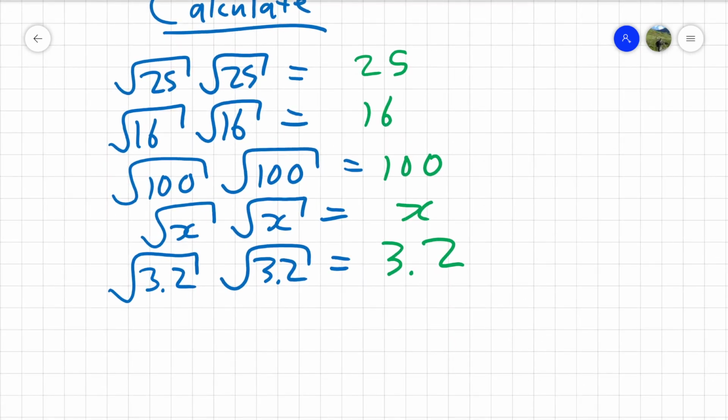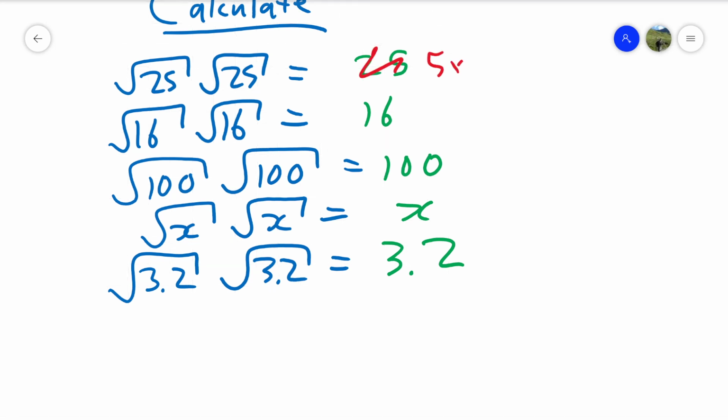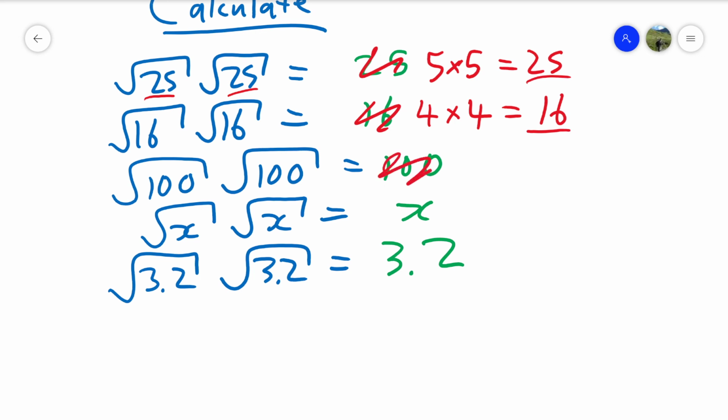Let's take the first one. Effectively, the first one is 5 times 5, which is 25. Oh, I guess it's no coincidence that it's the same as the number inside. Square root of 16 is 4. 4 times 4 is 16. Oh, look, it's just the number inside. Square root of 100 is 10. 10 times 10 is 100. Oh, it's the number that's inside. I guess that's no coincidence. And it isn't a coincidence, so that's how it works.